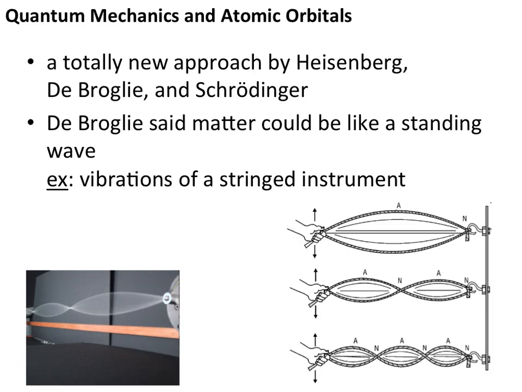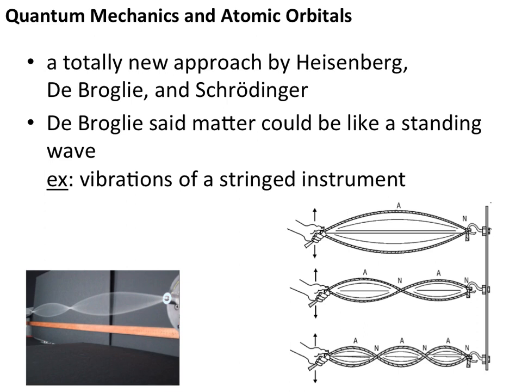So a new approach to atomic orbitals and atomic structure was brought about by Heisenberg, de Broglie, and Schrödinger. Basically, de Broglie compared matter to a standing wave in something like a stringed instrument. So you have nodal planes, locations where there is no wave, and then you have areas where there are waves. And in these areas, you specifically have a whole number of waves present.